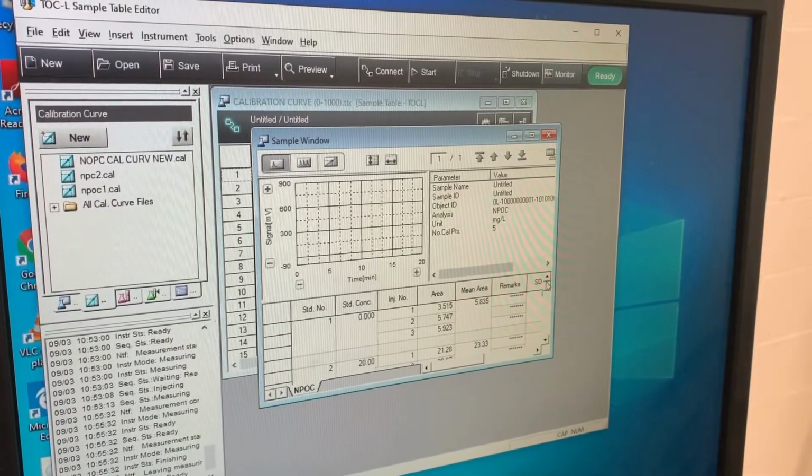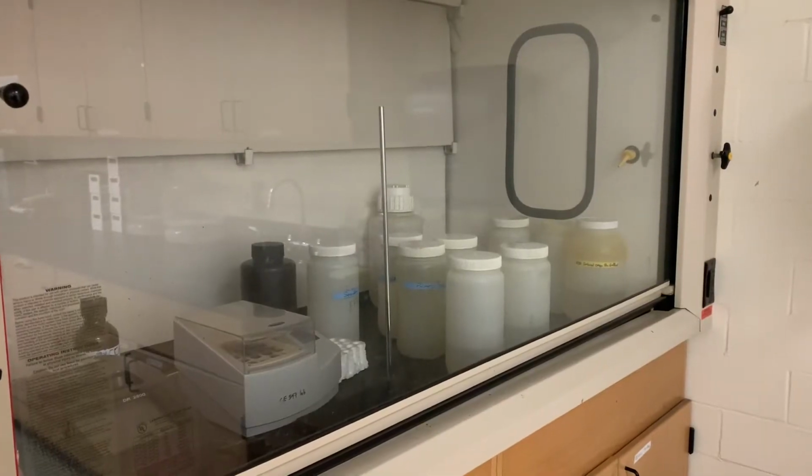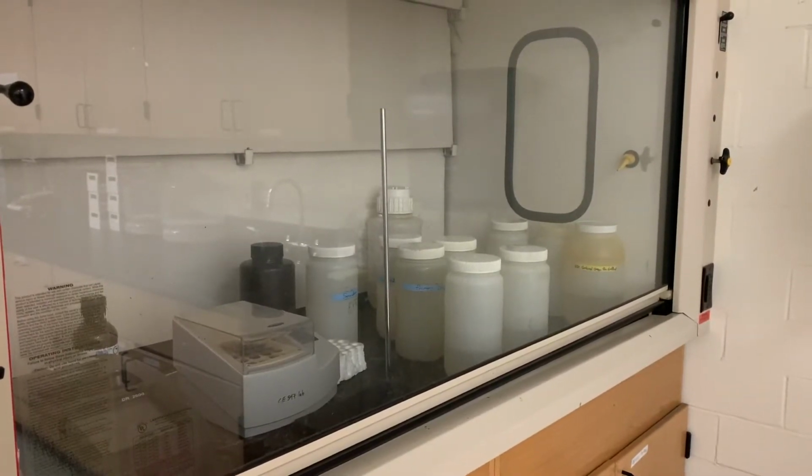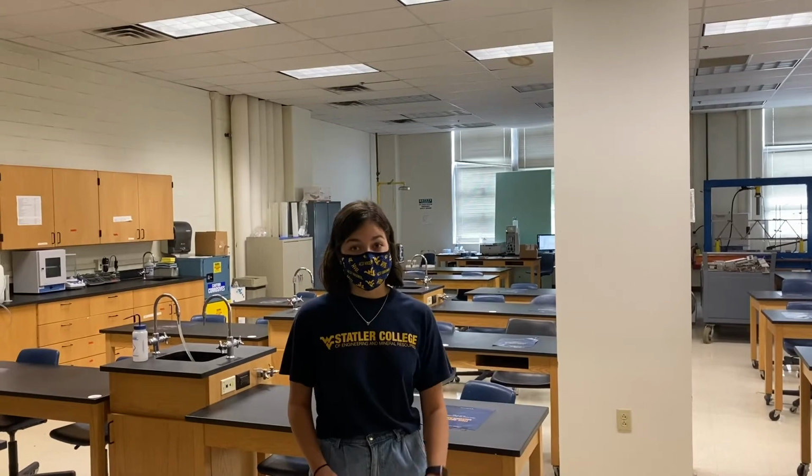Additionally, if you're interested in research, there are a ton of different research opportunities in any of the subdisciplines of civil engineering. But for me personally, I was interested in environmental engineering. So I get to do some really awesome research on antibiotic resistance in water systems. So if that's something you're interested in, there's definitely an opportunity for you.